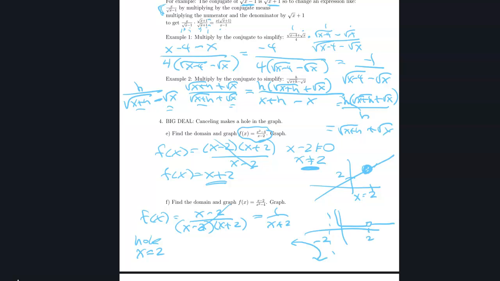Can I figure out where that hole is? Yes, if I plug x equal 2 into here, that would give me the y value of 4. And if I plug x equal 2 into here, I get the y value of 1/4.